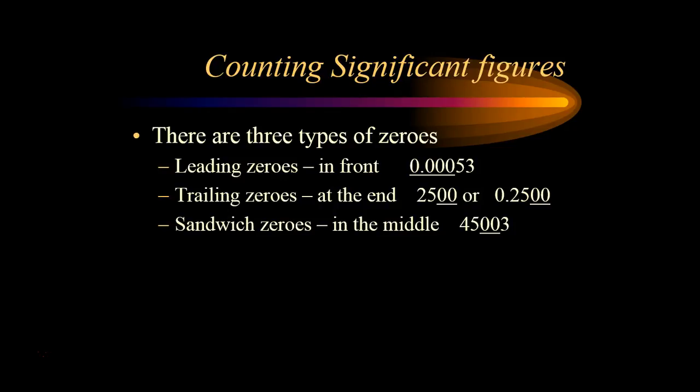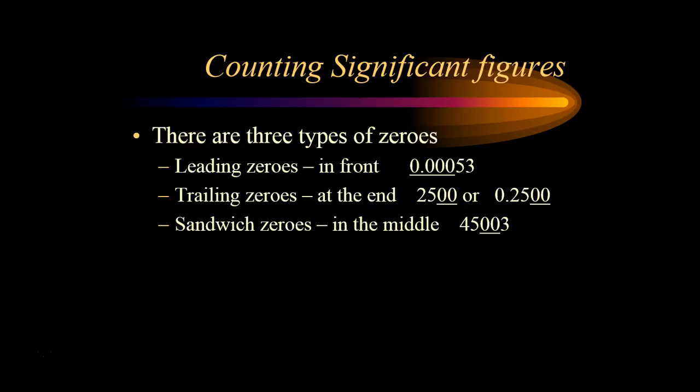So there are 3 different kinds of zeros that we talk about. There are leading zeros, which are in front. All right, you can see here. Everything in the front of a number, on the left-hand side, is a leading 0. Trailing zeros come at the end, and then sandwich zeros are in between 2 other non-zero numbers.